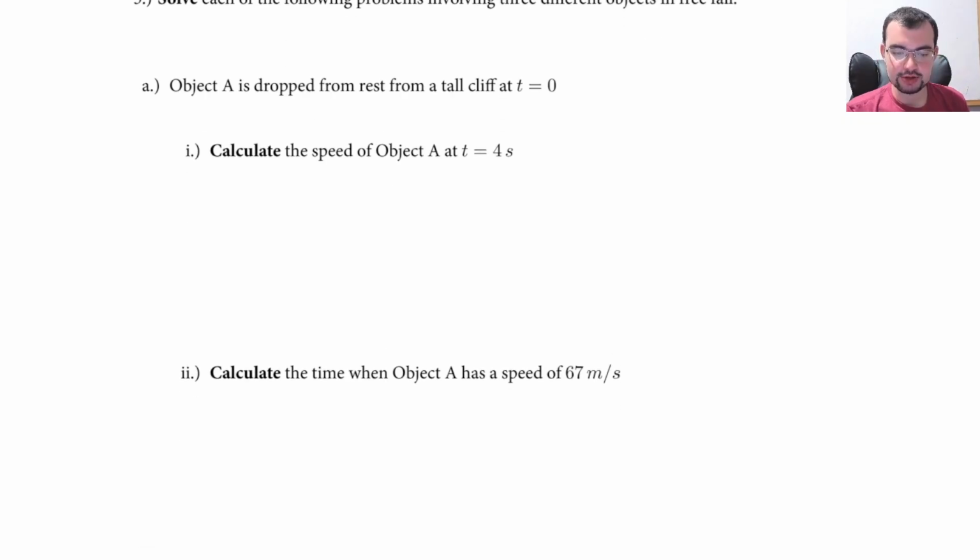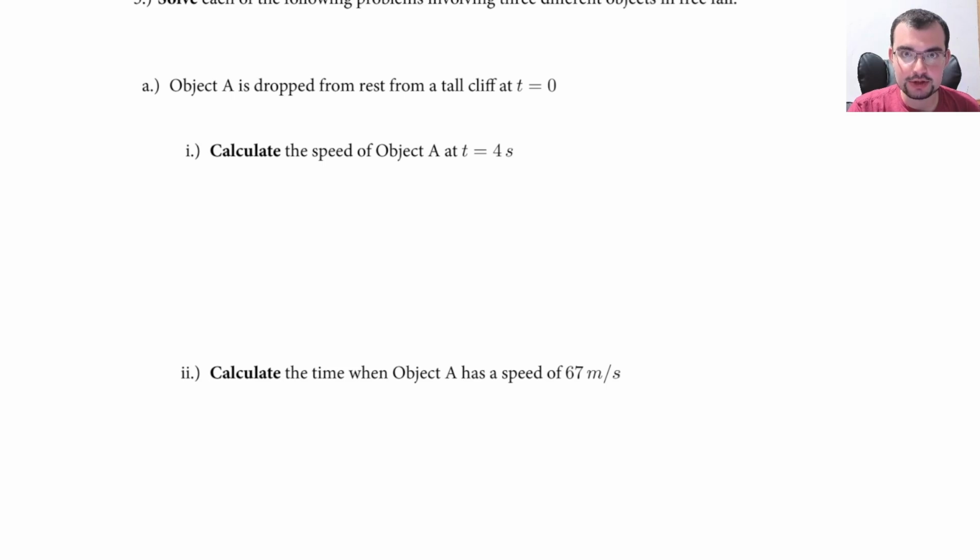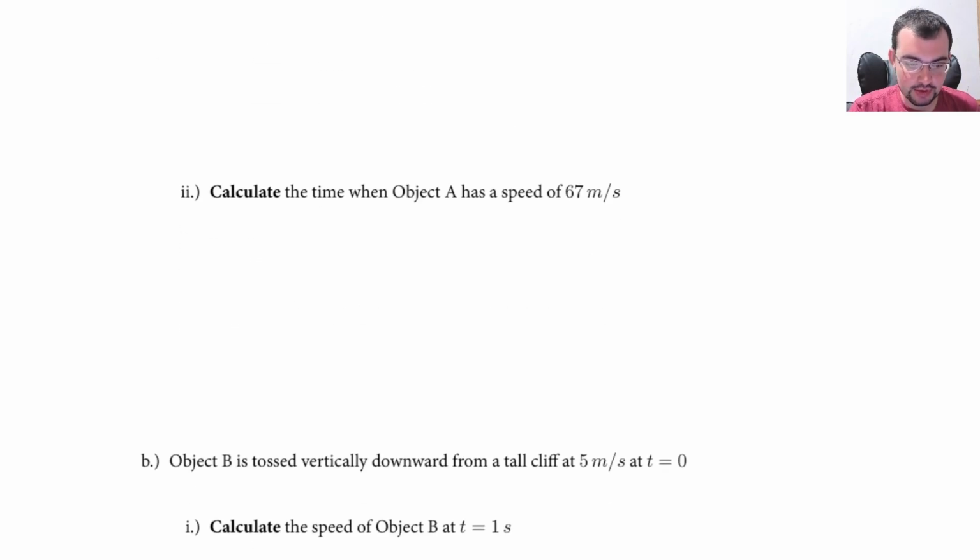All right, object A is dropped from a tall cliff at t equals 0. Calculate the speed of the object at 4 seconds. How long does it take to get that speed? Yes, I did choose that intentionally.